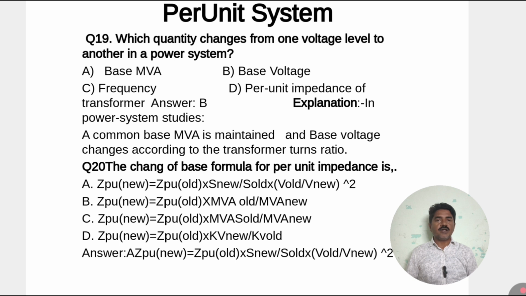Next, 20th one, the change of base formula for a per unit system is Z per unit new is equal to Z per unit old into S new by S old into V old by V new whole square. That is the formula. So here A is the answer. This is the very important formula.